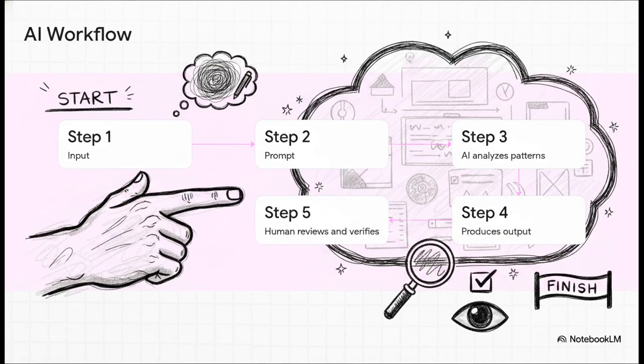Now, what's really interesting about this slide is how the entire AI workflow can basically be distilled down into 5 sequential steps. We've got Step 1, Input. Step 2, Prompt. Step 3, AI analyzes patterns. Step 4, produces output. And finally, Step 5, Human reviews and verifies. Look at the architecture here. The artificial intelligence is completely encapsulated right there in the middle, while human actions entirely bookend the process. You're at the starting line, and you are at the finish line. The machine only operates within the very specific boundaries that you set for it.